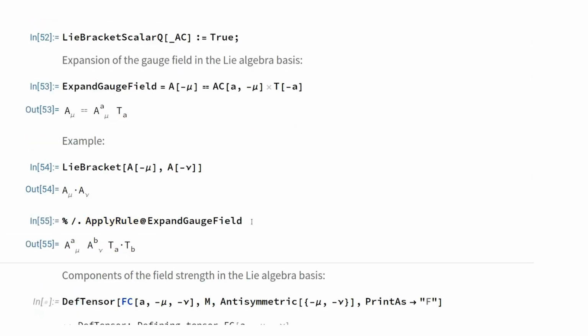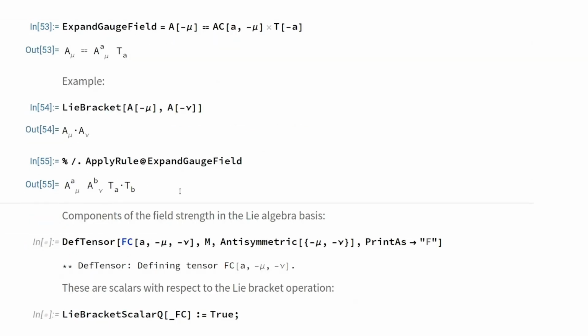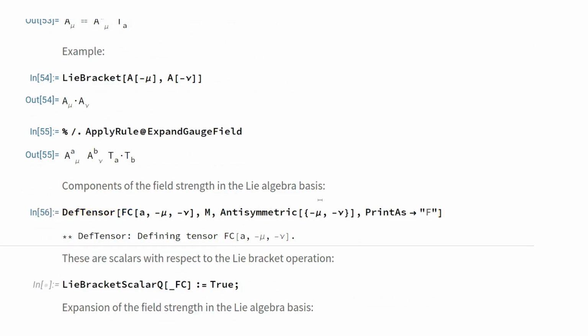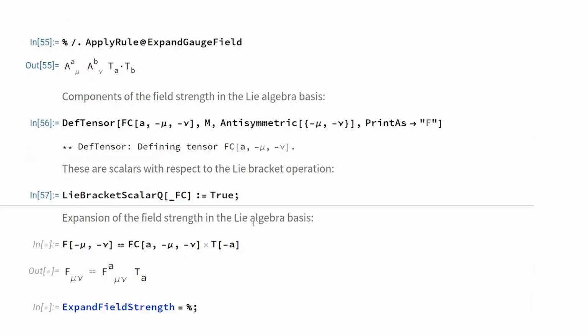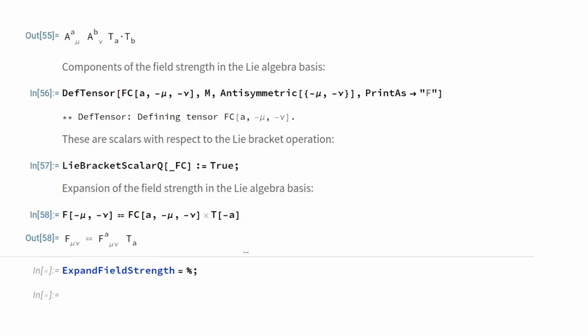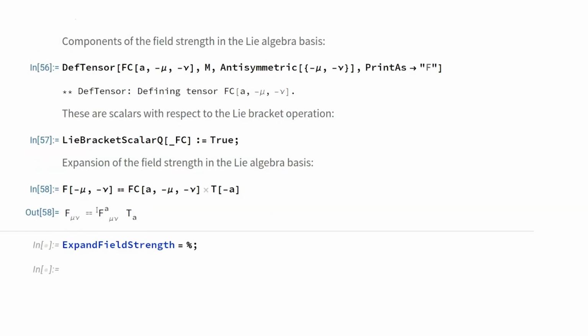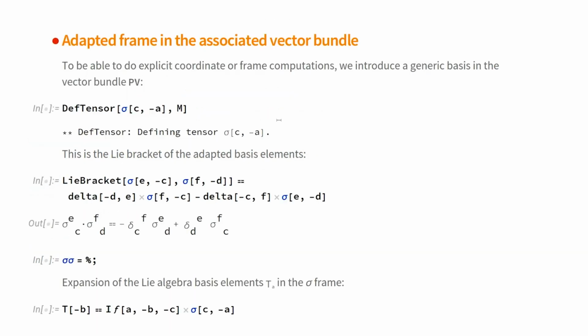Okay, and so we can just expand the Lie bracket, and there's something similar for the field strength, which again is a scalar. I also have the expansion of the field strength in terms of the components of the field strength in terms of the Lie algebra generators. Right now we have the ingredients that we need to obtain the Yang-Mills equation.